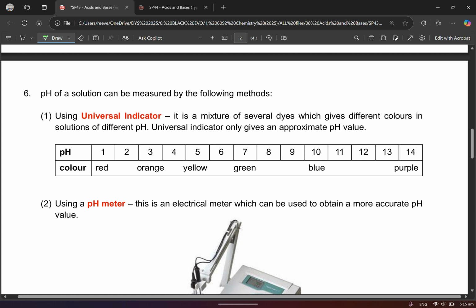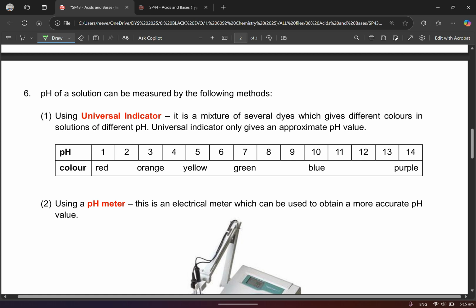So if I want to measure the pH of a solution, how do I measure what number it is, and how acidic it is, whether it is a strong or weak acid? Okay, I need to have something that can help me to measure. So in this case, I can use universal indicator.